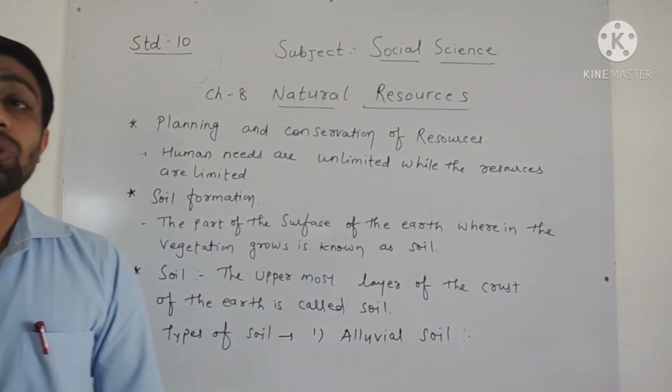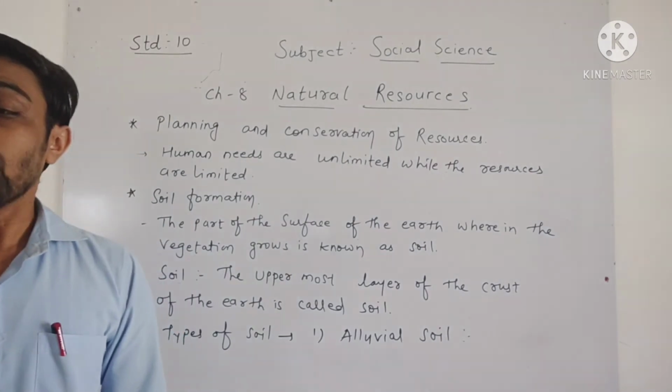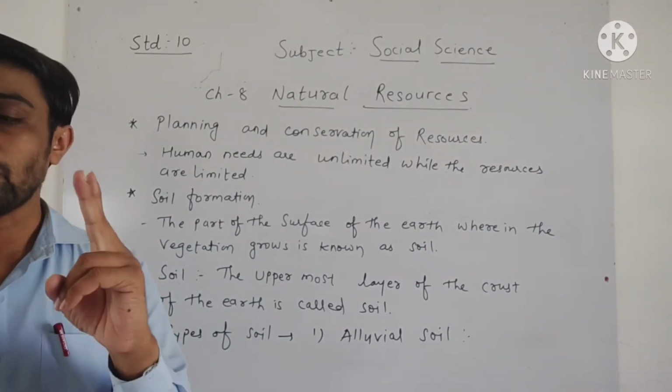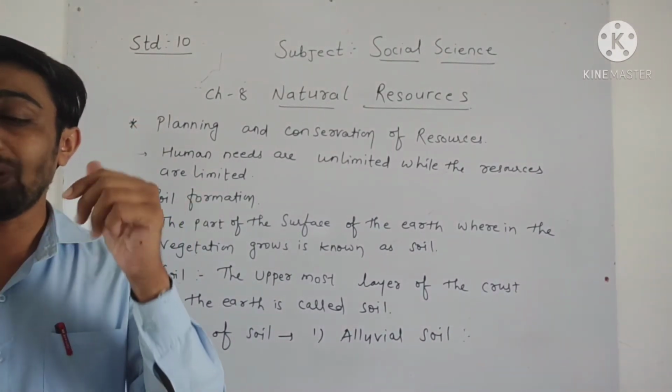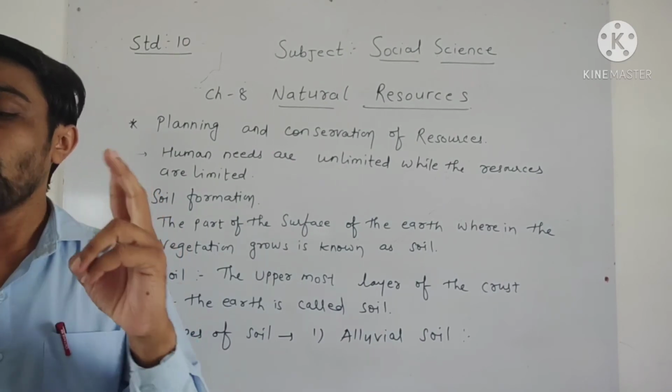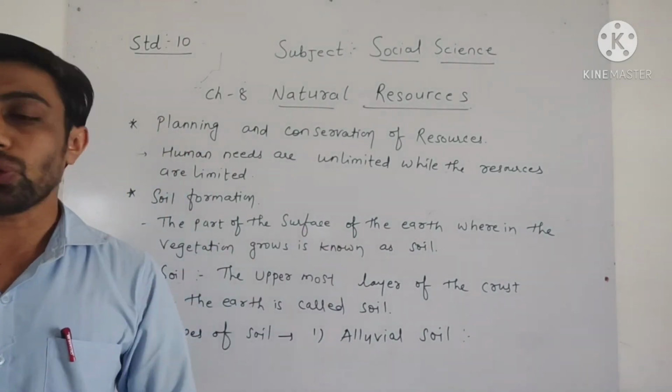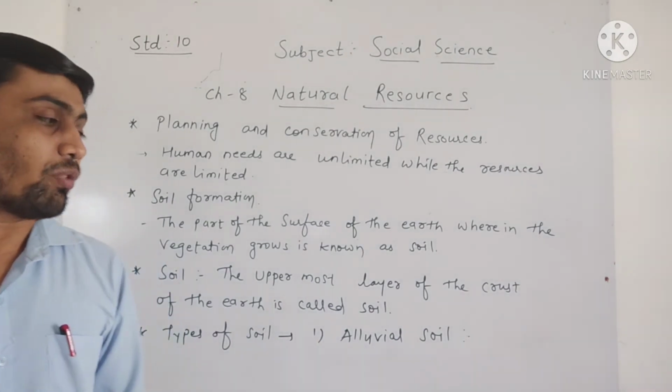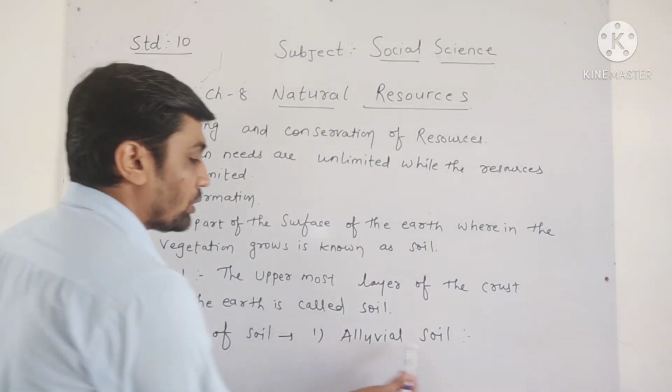Now, dear children, they have given the names of the types of soil: alluvial soil, red soil, black soil, laterite soil, desert soil, mountain soil, forest soil, marshy or peaty soil. But we have to learn in detail one by one. First of all, we have to learn about the alluvial soil.